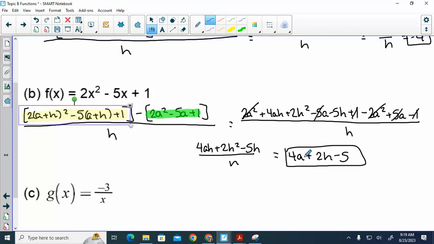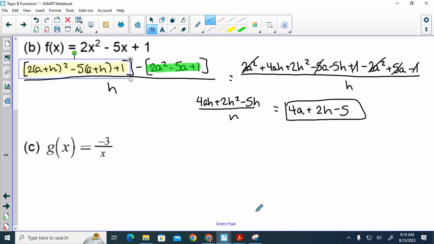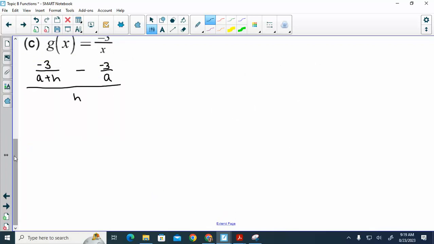That okay? So a lot of algebra in one problem, but all things that we've done before. Last one. F of a plus h, you're going to replace that x with an a plus h minus f of a, all over h. If you're out of space, I think the bottom part of that page is blank. You can work it out there.